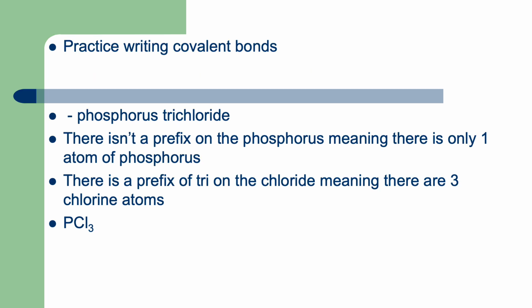Okay, this time we're going to take the name and then write the formula. So we have phosphorus trichloride. There isn't any prefix on the phosphorus, so that tells me that there's only one atom of phosphorus. So I have phosphorus, the symbol is P, and there's a 1 that's understood to be here, again, because there's only one phosphorus. Trichloride, the chloride is chlorine, that's my Cl, and then the tri tells me that there's 3 atoms of chlorine. There's the subscript 3.